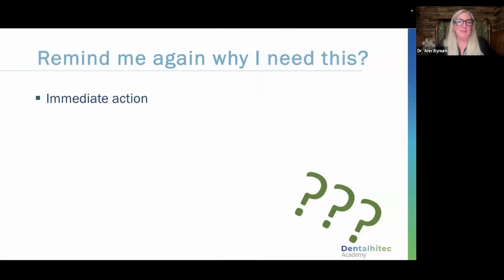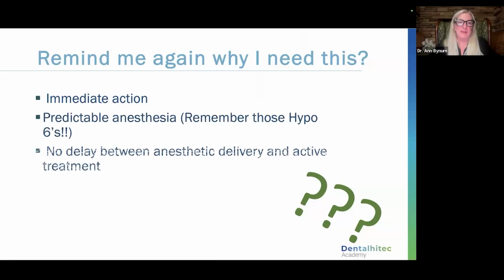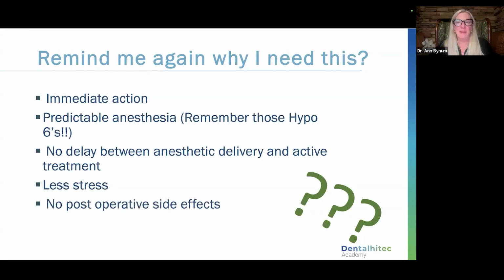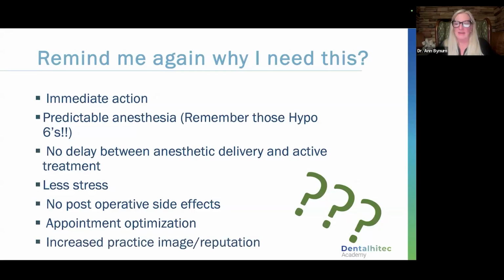So again, why do you need these? Immediate action, predictable anesthetic, especially on those hypoplastic 6s, no delay in anesthetic delivery and ability to treat, way less stressful for everybody, no post-op side effects, optimize your appointment time, which increases your profit margin. And this also increases the reputation that you have in your practice. I can't think of any other better reasons to get these devices.